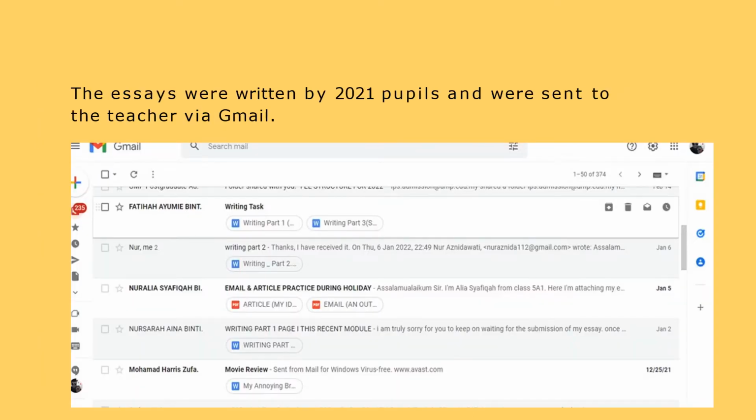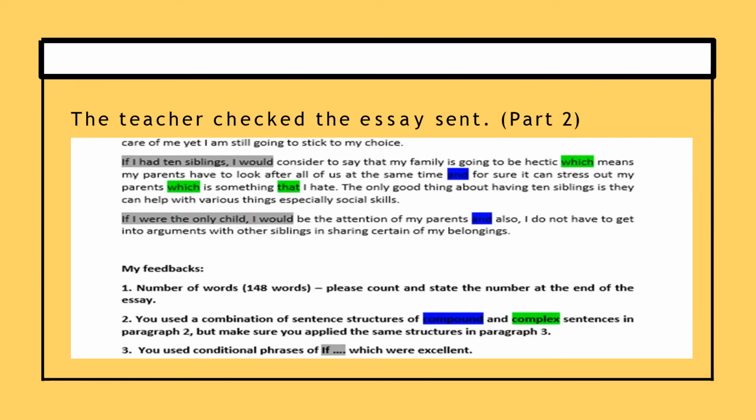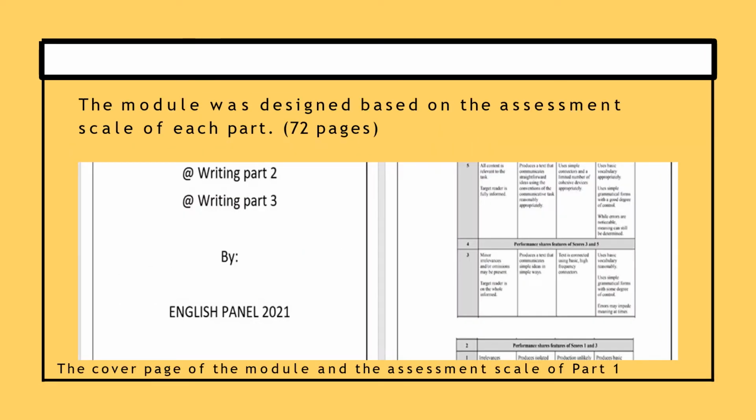I collected the essays by my pupils and they sent via Gmail. I checked the essays one by one for part 1, part 2, part 3. Then I came out with the module that has 72 pages, including the assessment scale of part 1, part 2, and part 3. Content, communicative achievement, organization, and language.